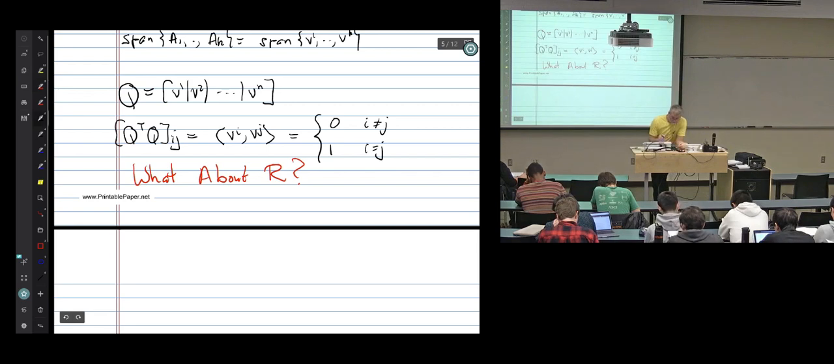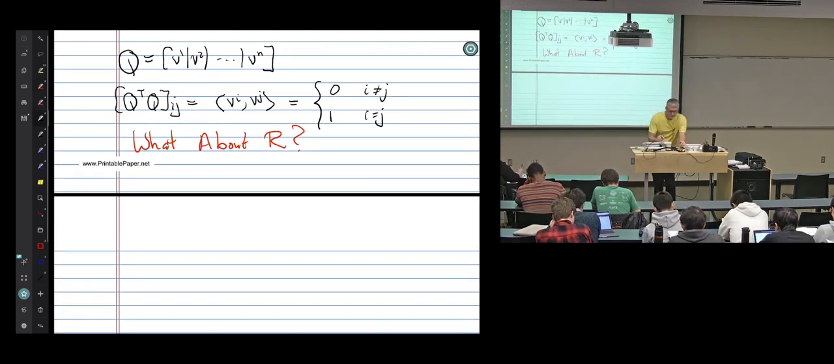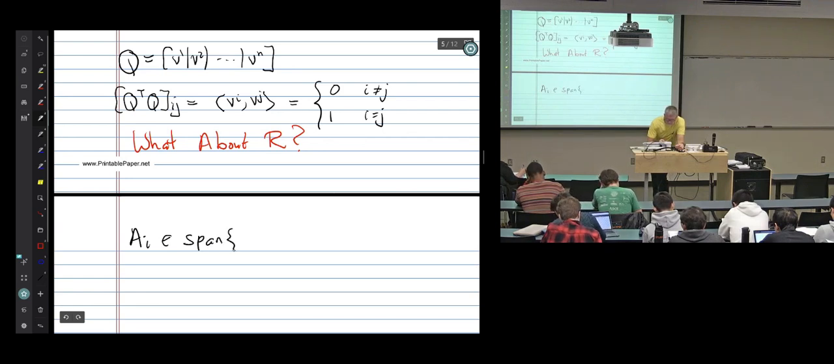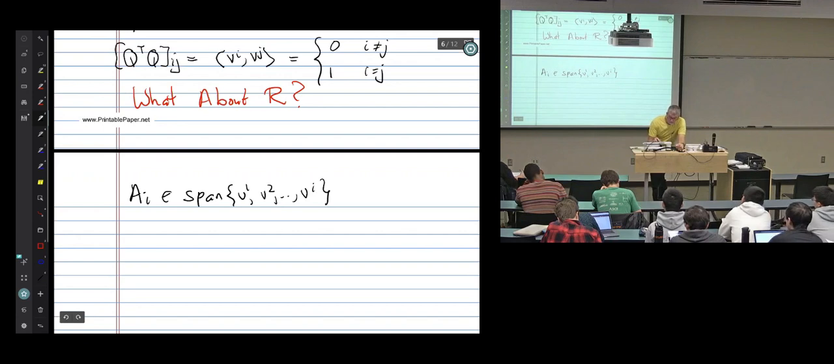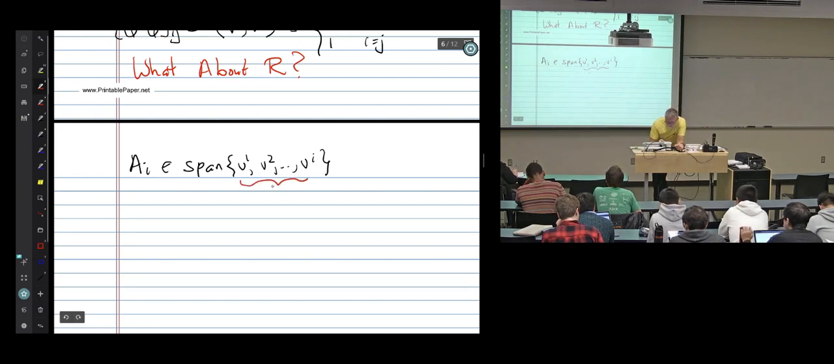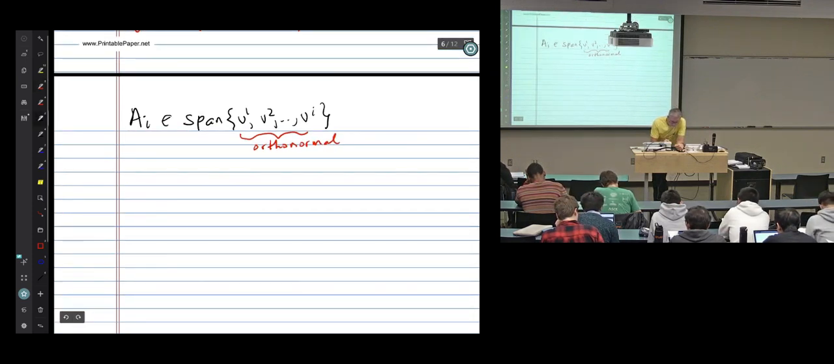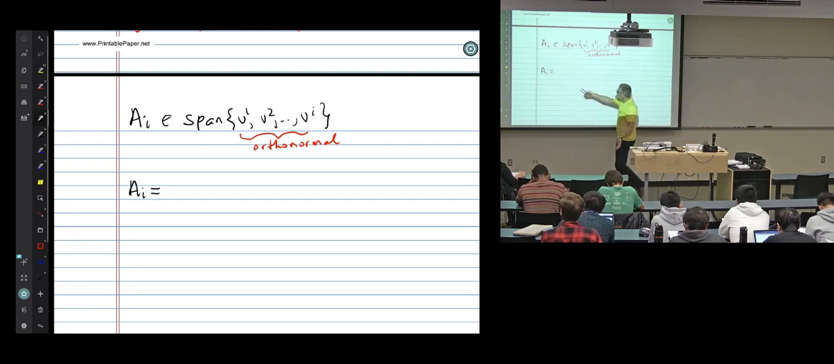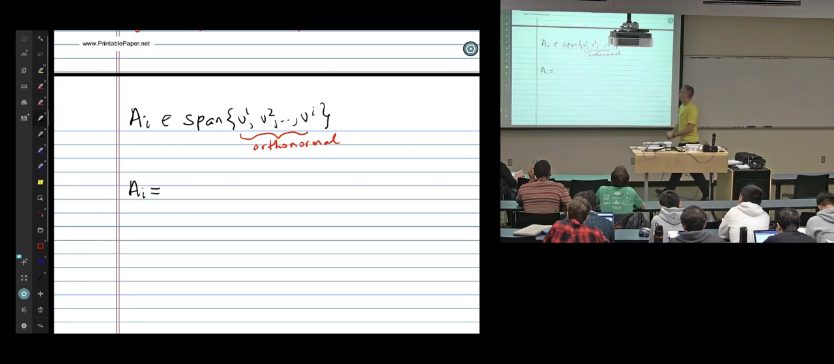So this is just a review of bases. The ith column of A is in the span of V1, V2, Vi. These vectors are orthonormal. So now I want to write Ai as the linear combination. So I'm calculating the representation of this vector with respect to this basis for the column span.